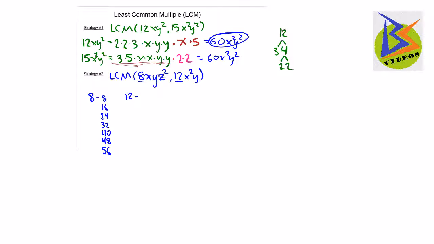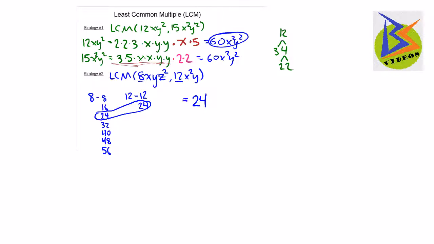And then we can take 12 and do the same thing, and we're looking for a common multiple when we get there. So we're at 12, we're at 24. Oh, I see right there that we have the same. So the first number that both 8 and 12 can go into is 24.